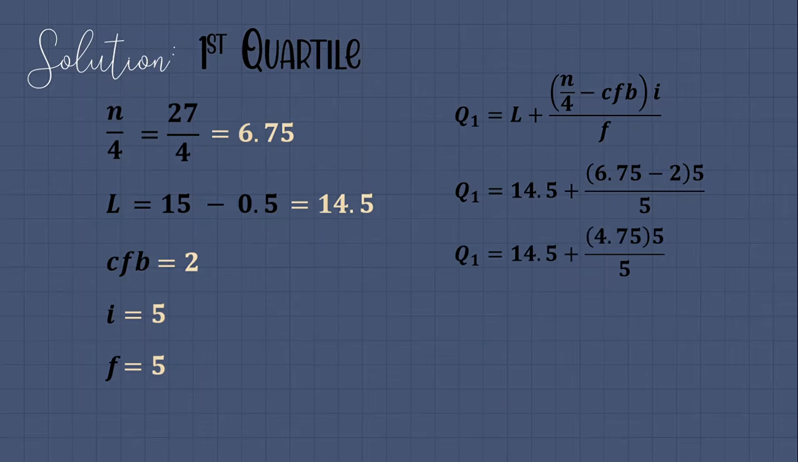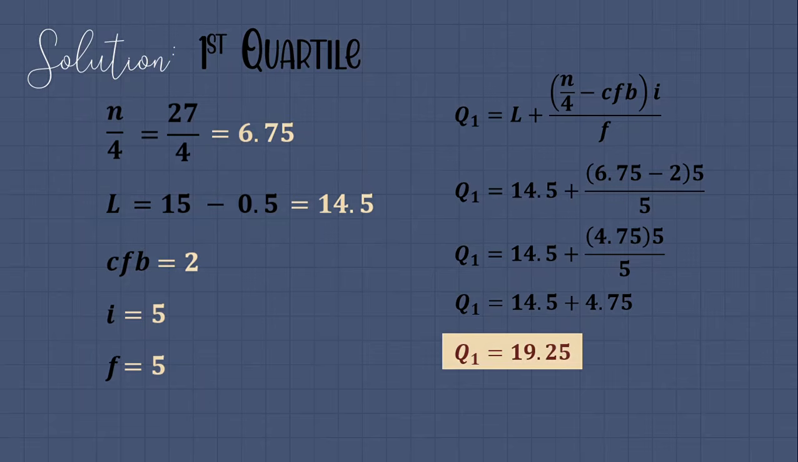Next, we have quartile 1 is equal to 14.5 plus, evaluating 6.75 minus 2, that is 4.75, times 5 divided by 5. Next, we have quartile 1, or Q sub 1, is equal to 14.5 plus 4.75 times 5 divided by 5, which is 4.75 plus 14.5. Our Q sub 1 is equal to 19.25.